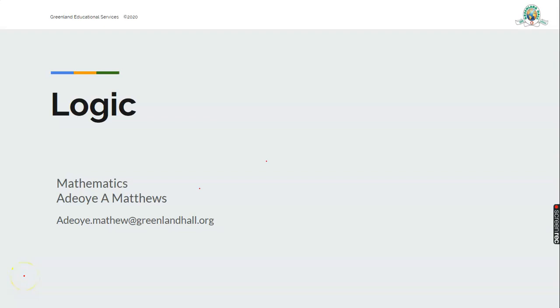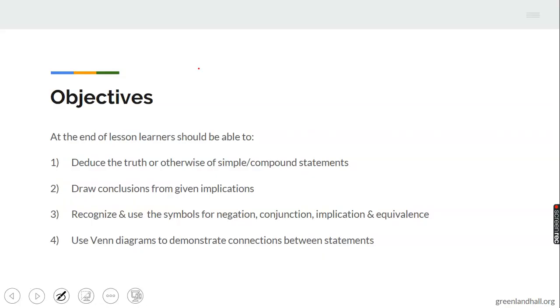The topic for today is logic. Logic is closely related to set, and these are the objectives.